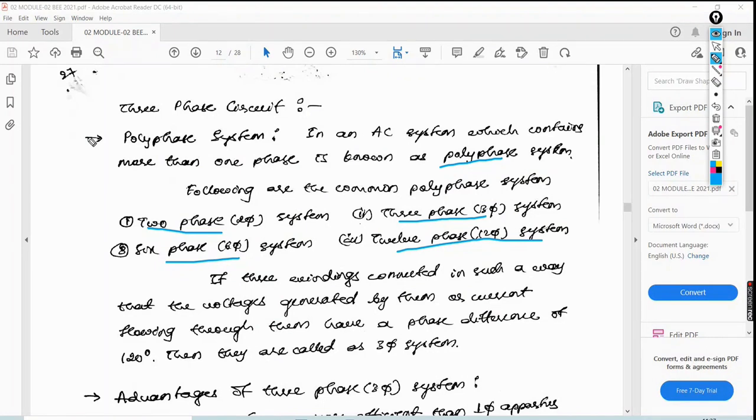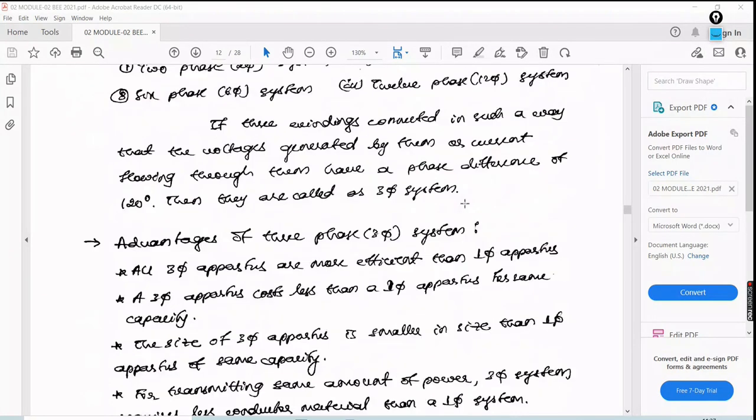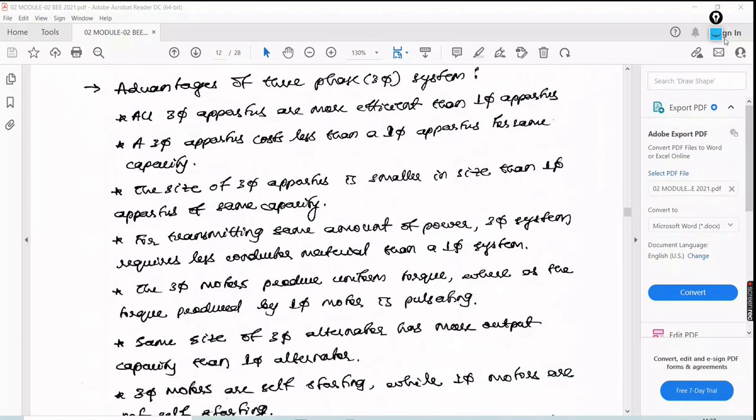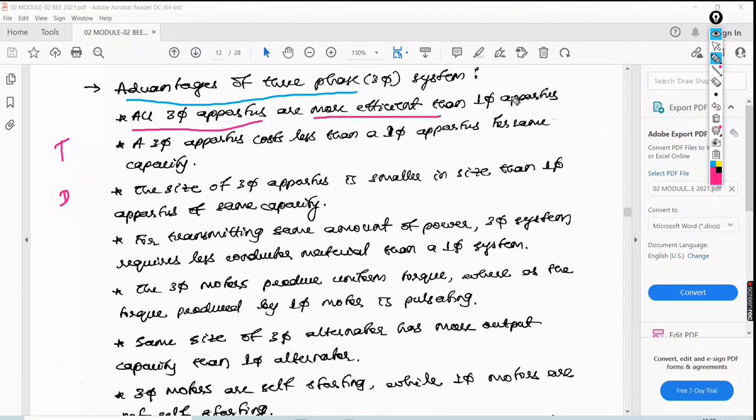Then what is the advantage of the three-phase supply system? In our house we already have single phase, you already know. But what is the use of the three-phase supply system? It has more advantages compared to single phase. Because of that reason only, we make use of three-phase supply for transmission as well as for distribution. What are those? First, all the three-phase apparatus or equipment connected to the AC system are more efficient than single phase apparatus.